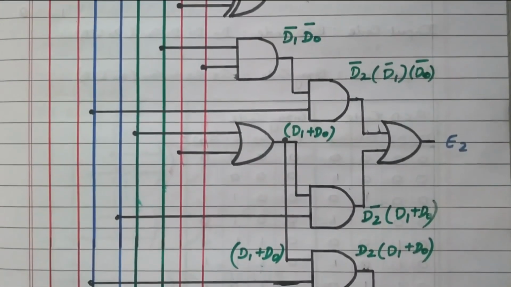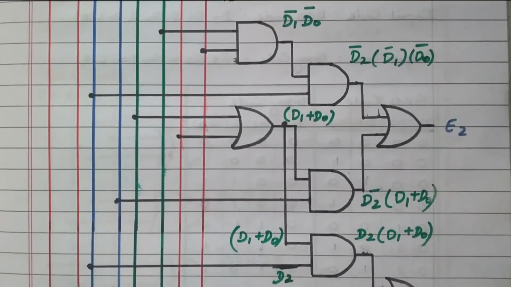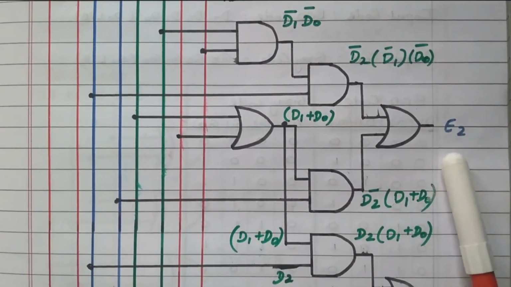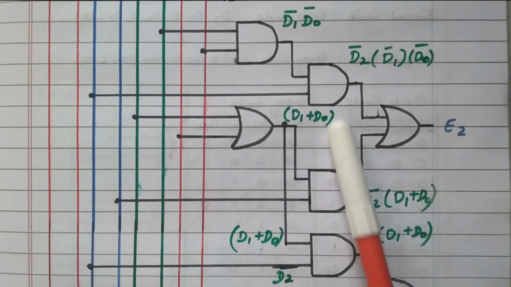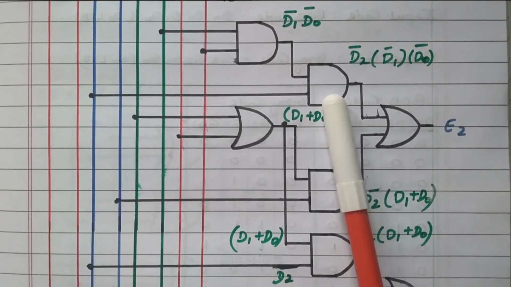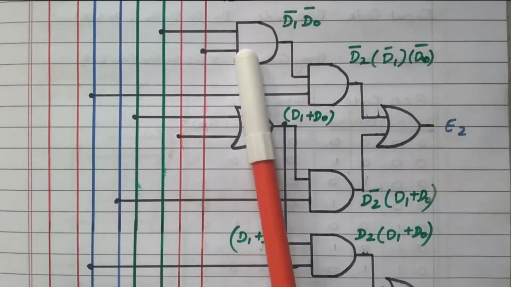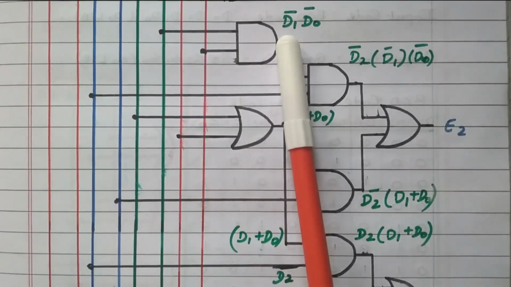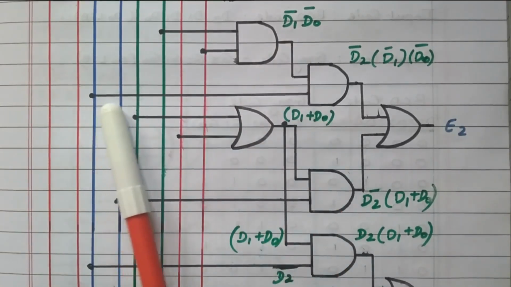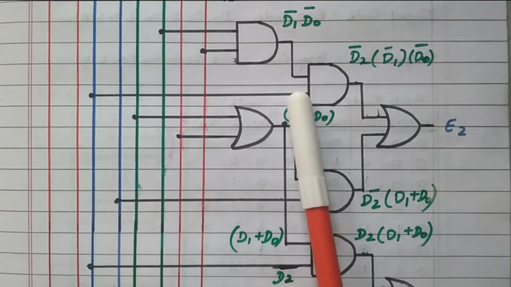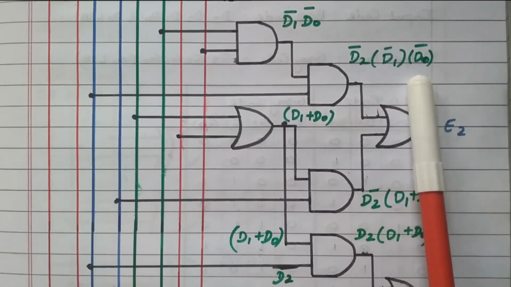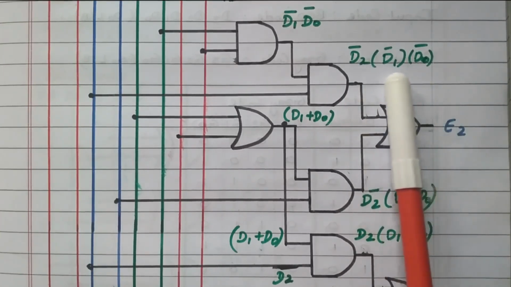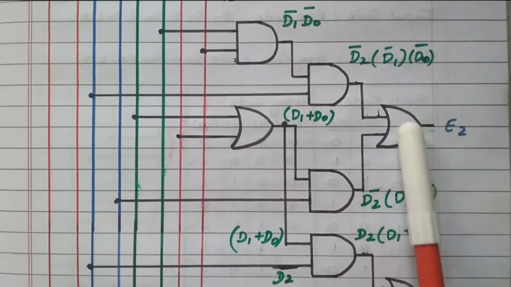Now we'll go to E2 and E3. E2 and E3 have more variables. First we'll see E2. Here one OR gate is available. OR gate means it will add. That is connected with another 2 AND gates, right? This AND gate has D1 dash and D0 dash. This one is nothing but D2 dash, right? So these are multiplied together: D2 dash, D1 dash, D0 dash. This is one of the required inputs, and it is connected with the OR gate.